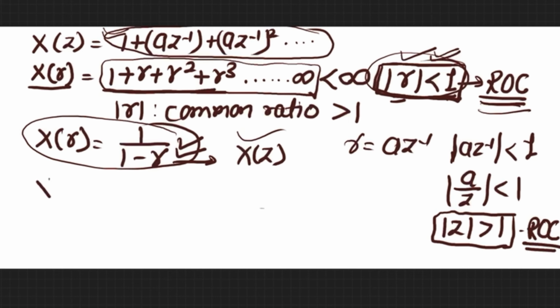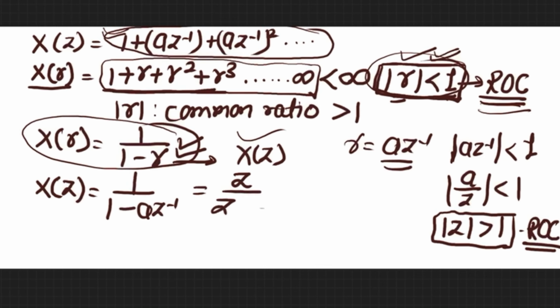Now what will be the value of Z transform? It has to be 1 upon 1 minus r. r is az inverse, so we will get 1 upon 1 minus az inverse. After simplification, we will get z upon z minus a. So this is the value of Z transform.